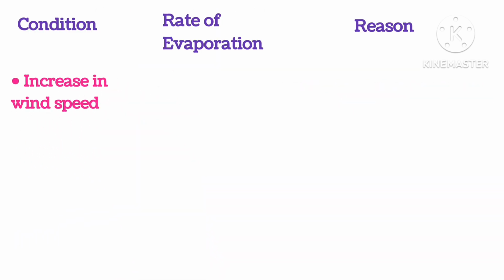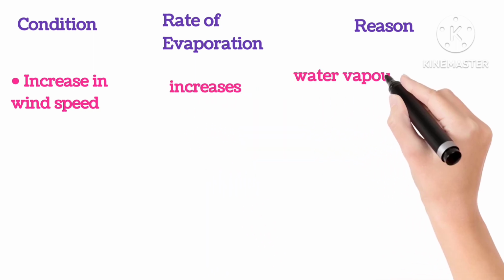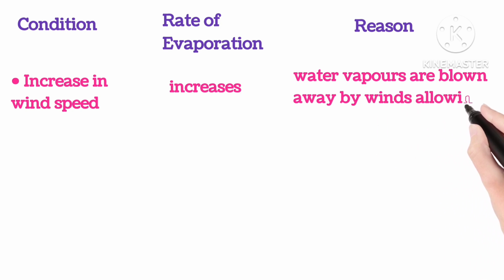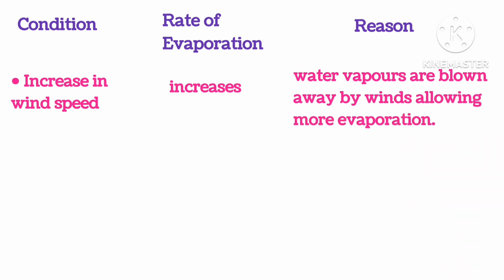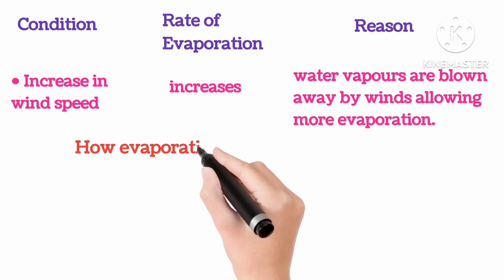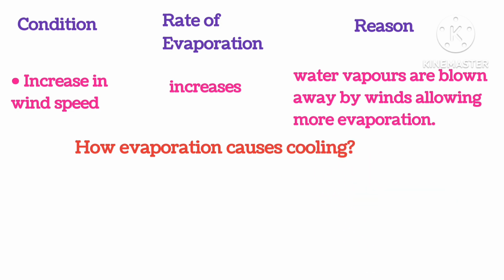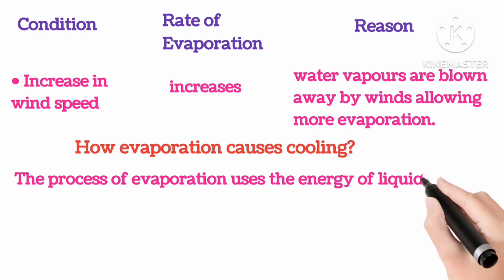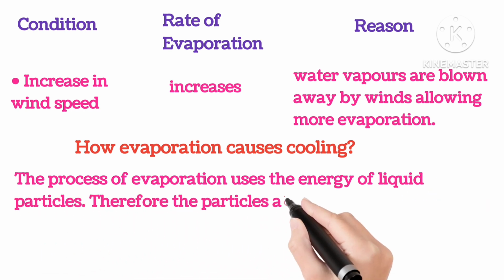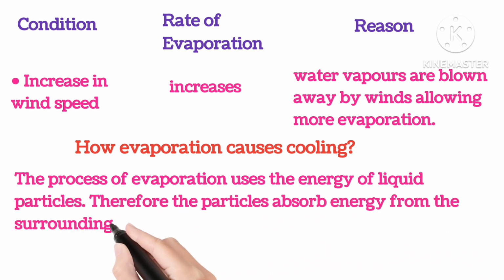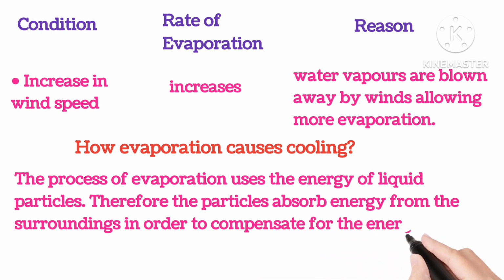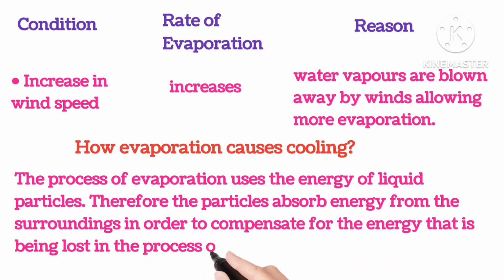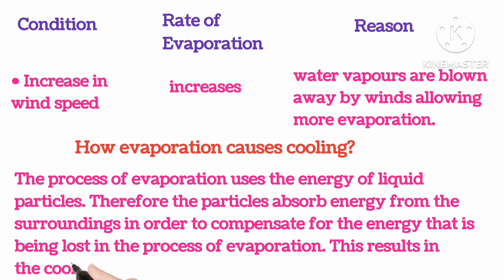If there is an increase in the wind speed, then the rate of evaporation increases because water vapors are blown away by wind, allowing more evaporation. How does evaporation cause cooling? The process of evaporation uses the energy of liquid particles. Therefore, the particles absorb energy from the surroundings in order to compensate for the energy that is being lost in the process of evaporation. This results in the cooling of the surrounding area.